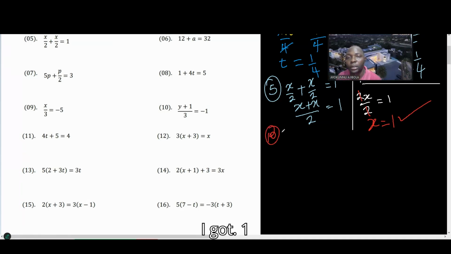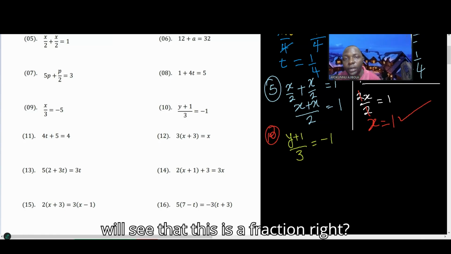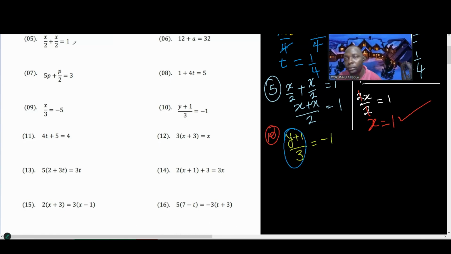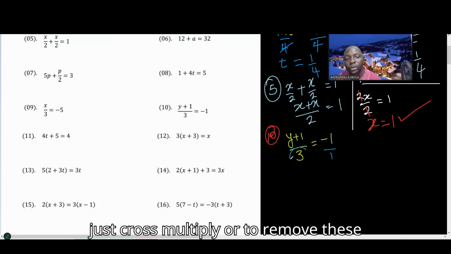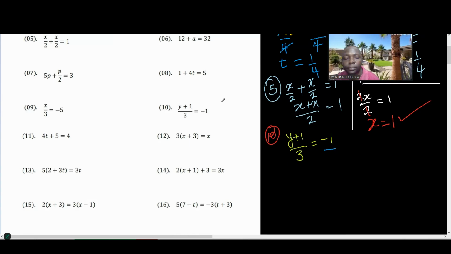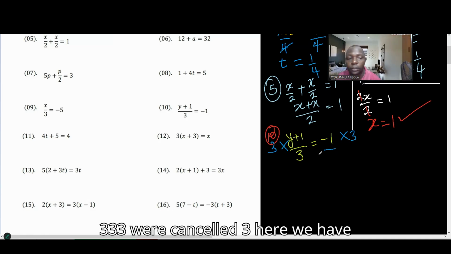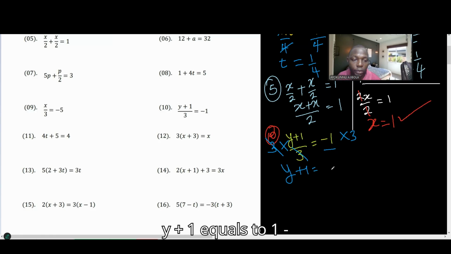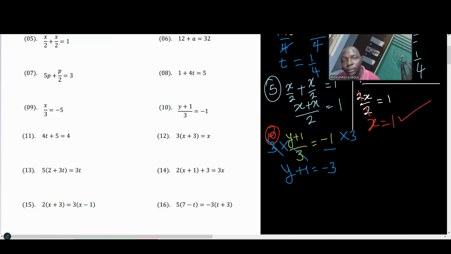I got y plus 1 over 3 equal to negative 1. You will see that this is a fraction, right? And it's a single fraction. So you just cross multiply, or to remove this 3, you multiply by 3, okay? Multiply both sides by 3. 3 will cancel 3 here. So you have y plus 1 equals to what? Minus 3.